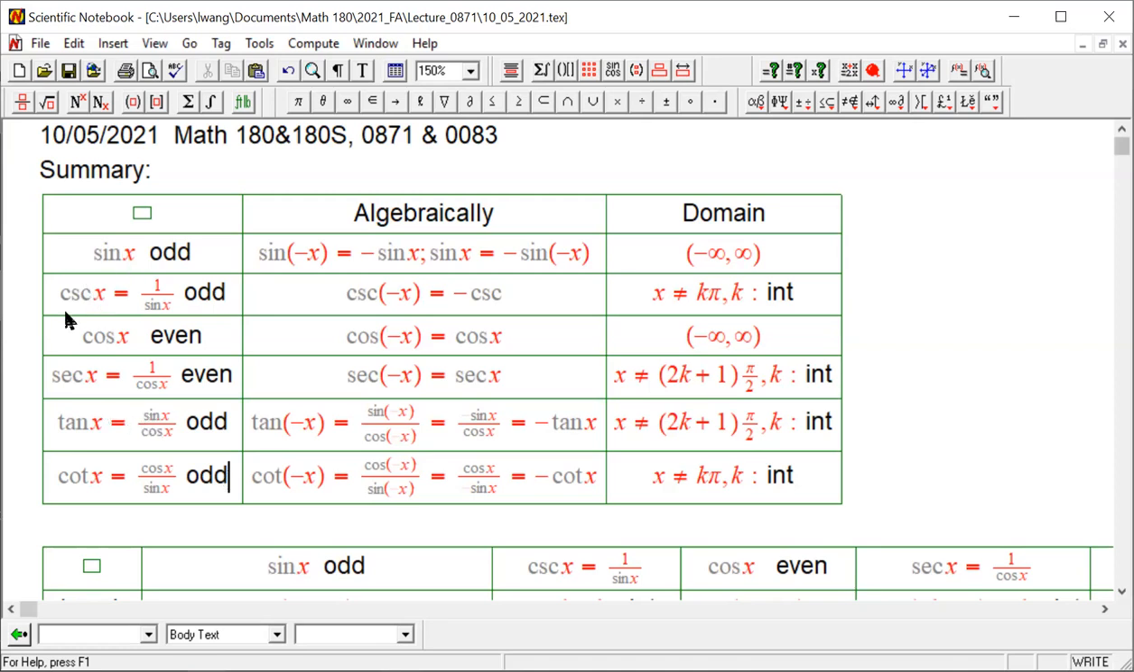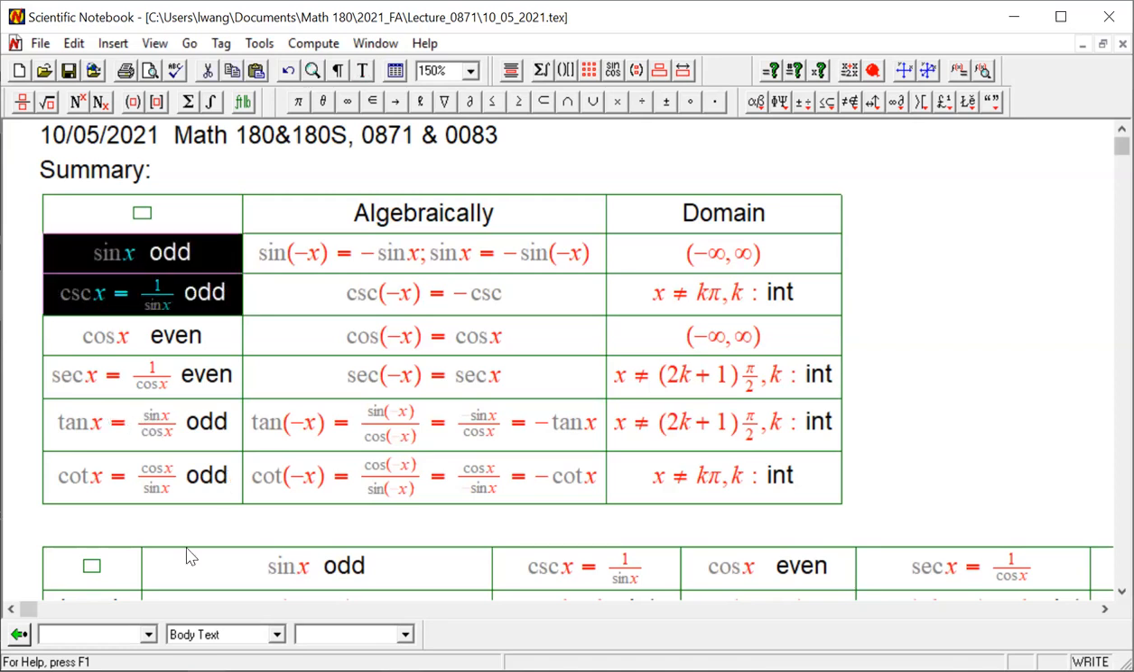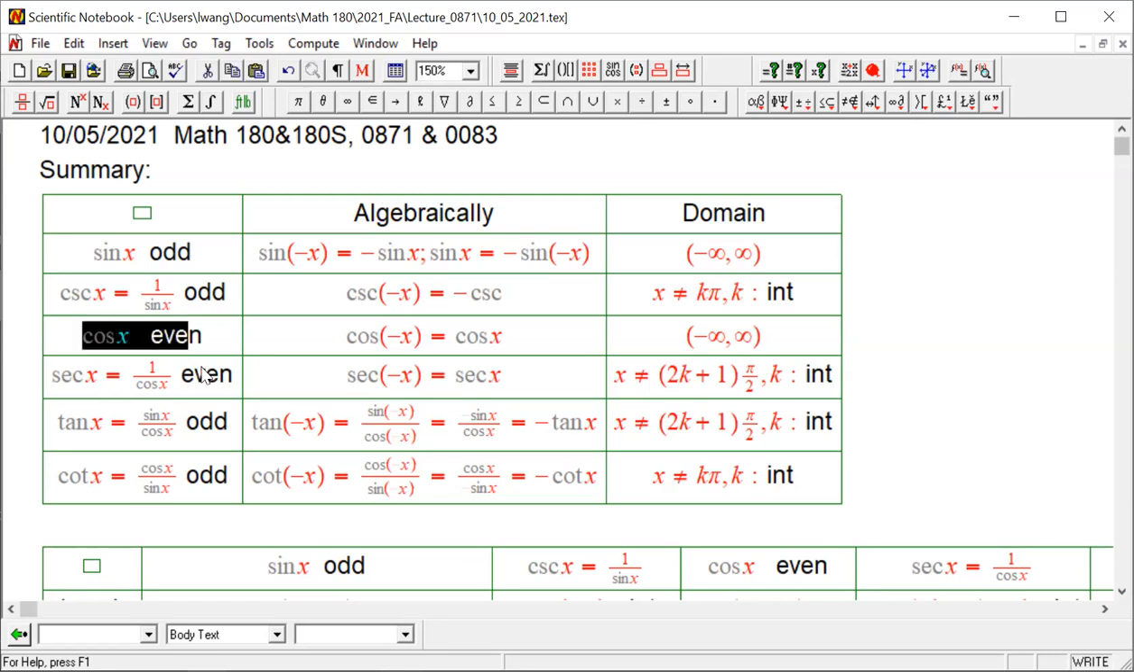Why do I put sine with cosecant together? Why do I put cosine with secant together? Why do I put tangent and cotangent together? Why, in most cases, is the function you work with just this one, this one, this one? Most of the time.